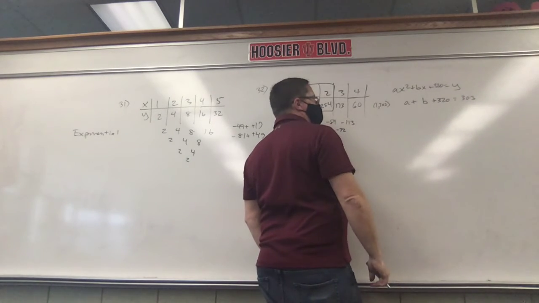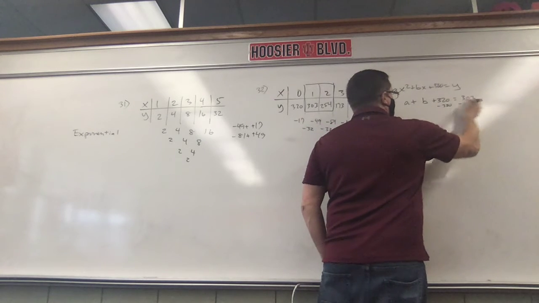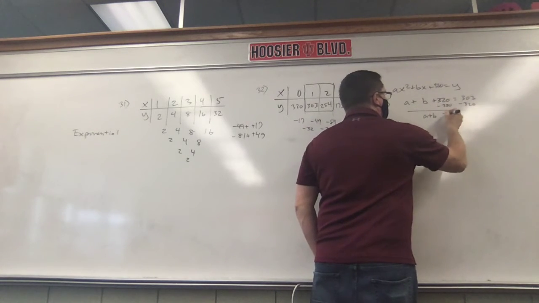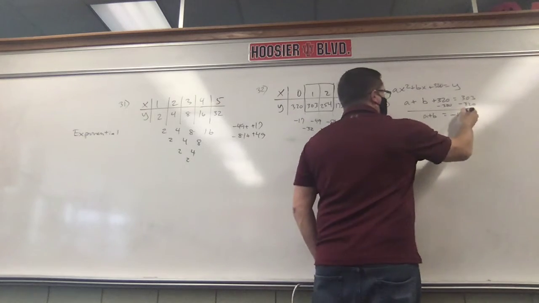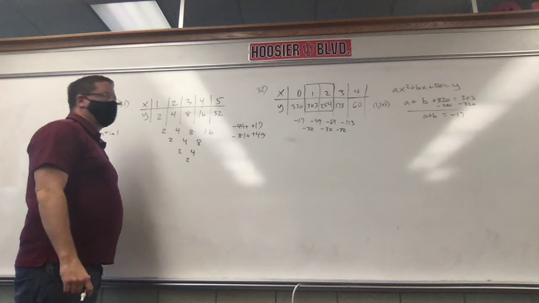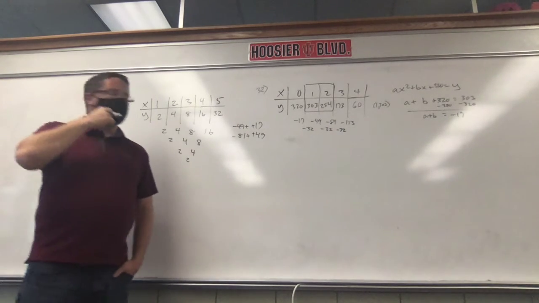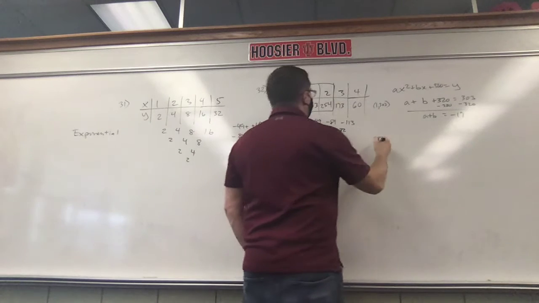What are we going to do to clean that up a little bit? Subtract 320. So a plus b equals 303 minus 320, which is negative 17. How do we solve that? We can't. We have 2 variables. So we're going to use the point 2, 254.